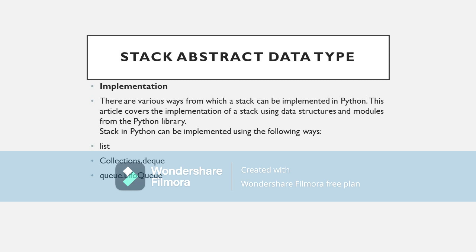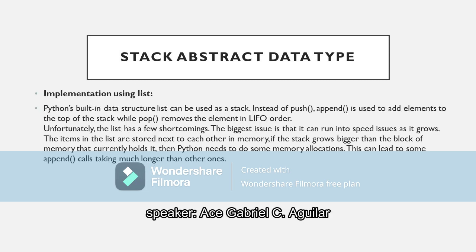There are various ways from which a stack can be implemented in Python. This article covers the implementation of a stack using data structures and modules from the Python library. A stack in Python can be implemented using the following ways: the list, collections.deque, and queue.LifoQueue. Stack abstract data type implementation using list.